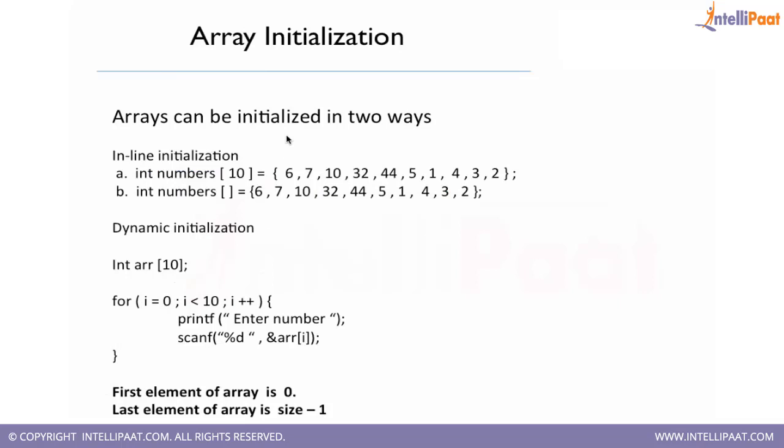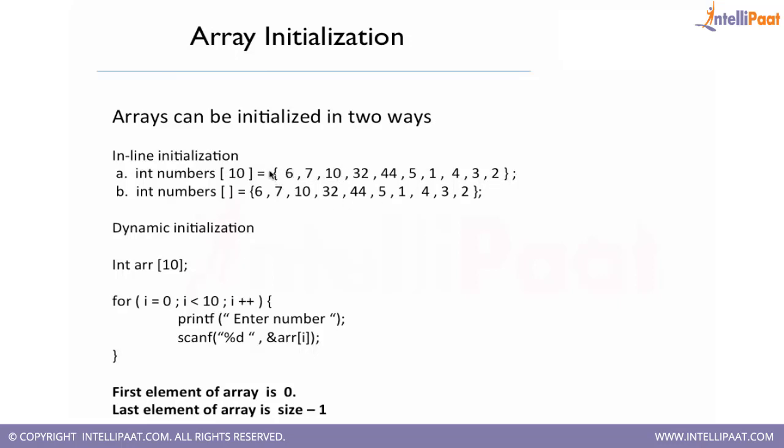So how to initialize an array? Array initialization can be done in two ways. First, we touch upon inline initialization. The inline initialization is shown like this. You can have an array declaration, for example int numbers[10], where you are specifying that your array will have 10 elements, and you will be giving values. So you will be giving 10 integers.